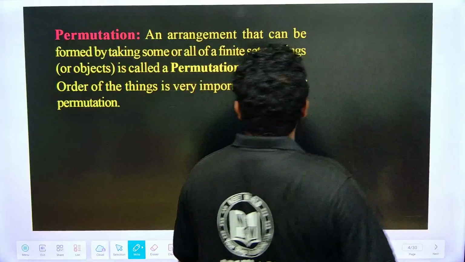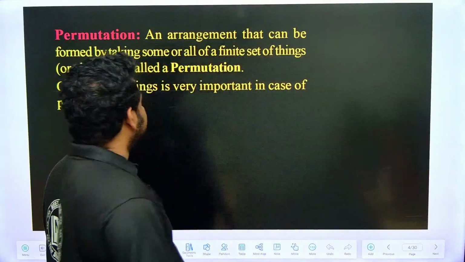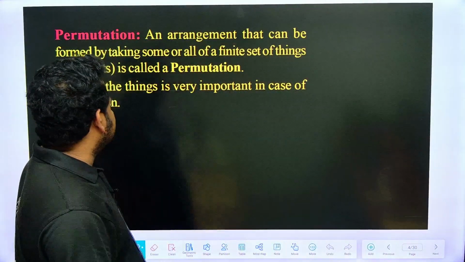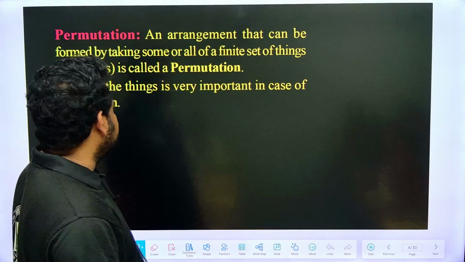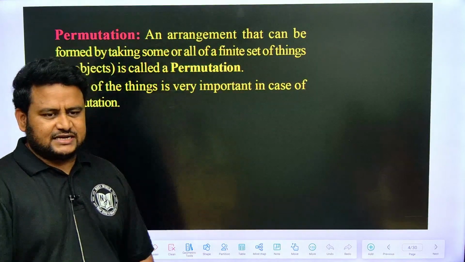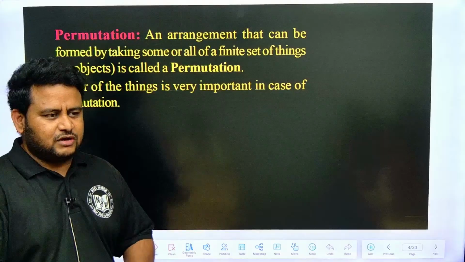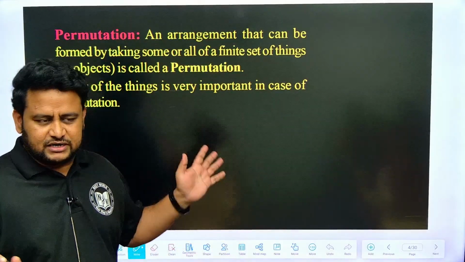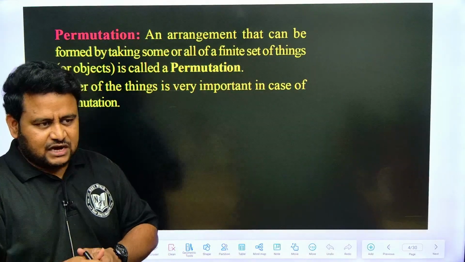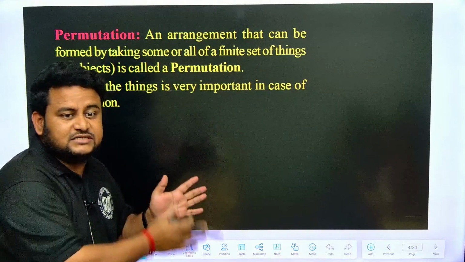Permutation is what? An arrangement that can be formed by taking some or all of a finite set of things is called permutation. Order of the things is very important in case of permutation. While selecting, you select any way. If you select 15 members, you arrange them alphabetically or any way you like, that doesn't matter while selecting. After selecting, while making them play, you have to arrange them correctly.